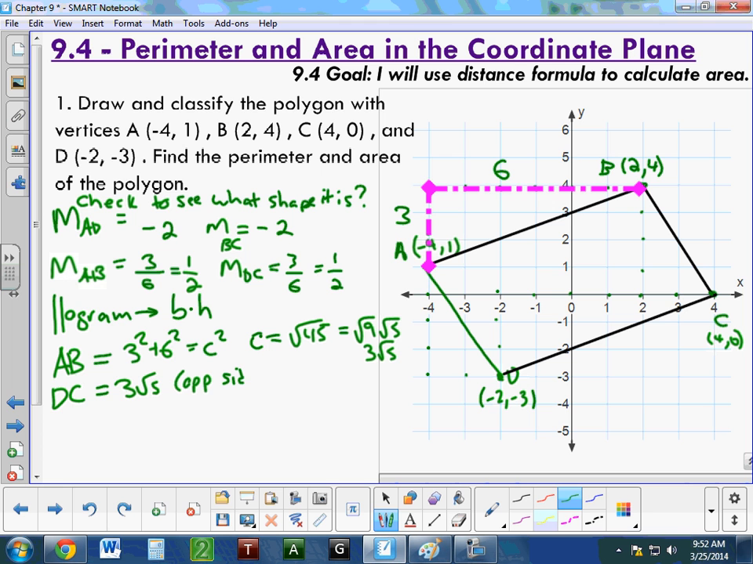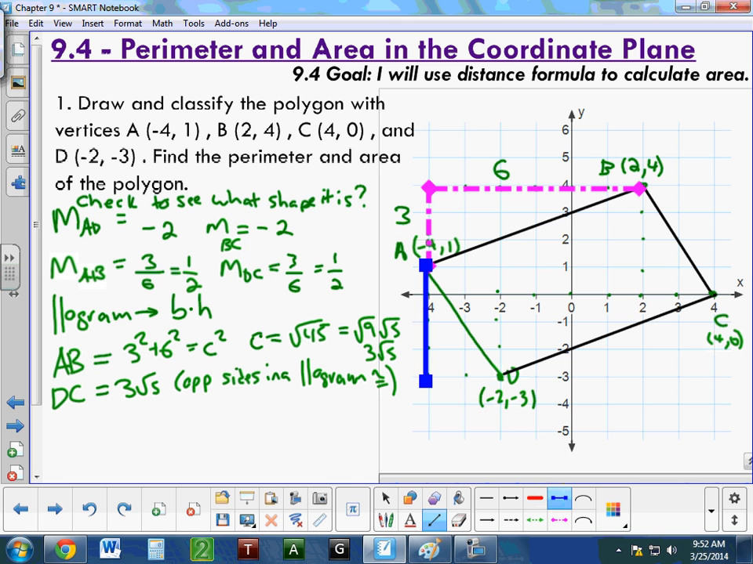Opposite sides in a parallelogram are congruent. That's why I'm doing that. So I've got two of the sides. I should be able to go find one of the other sides as well. Let's make this just a different shape. Not a different shape, but a different color.